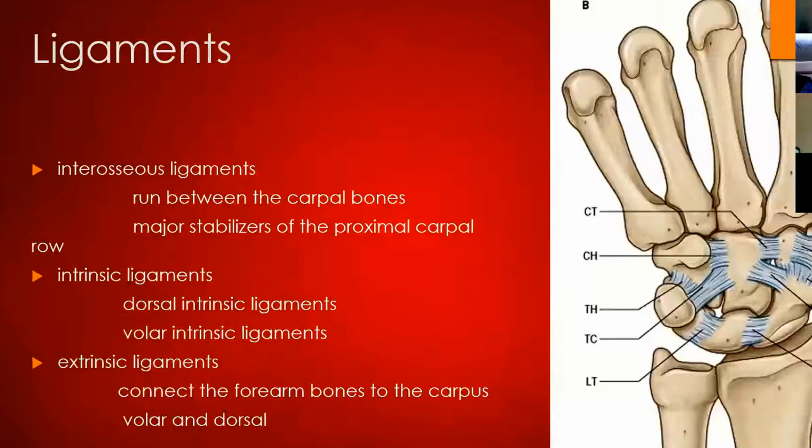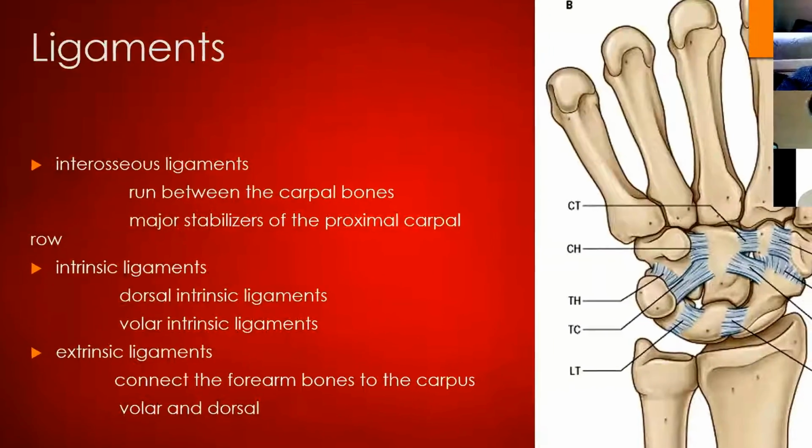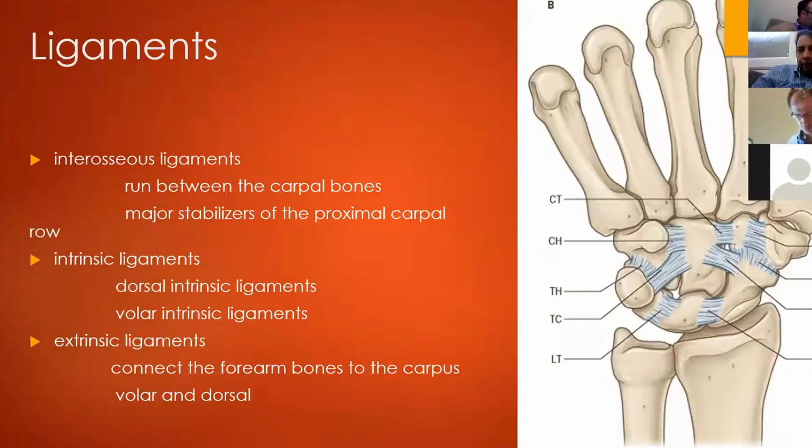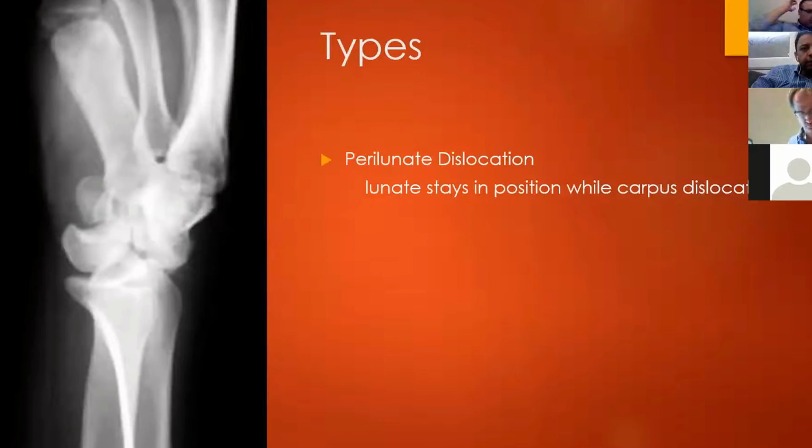You already know about the ligaments around the carpus, which are divided into intraosseous ligaments, which run between the carpal bones and are major stabilizers of the proximal carpal row, and then intrinsic ligaments, which are divided into dorsal and volar, and then extrinsic ligaments, which connect the forearm bones to the carpal bones, again divided into volar and dorsal. You already know the anatomy of the carpus.